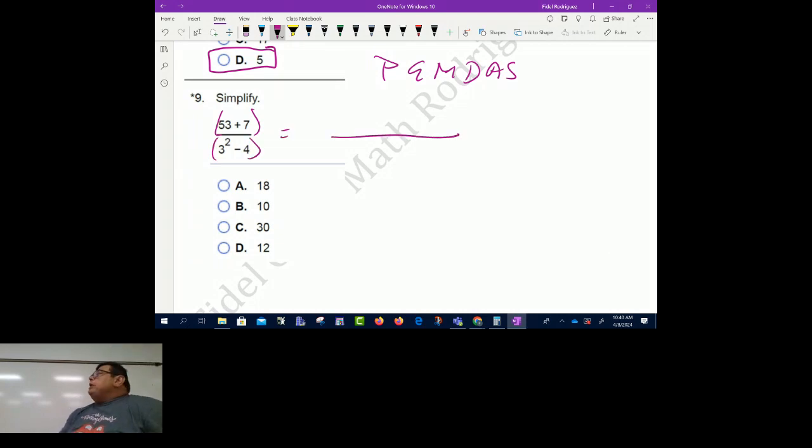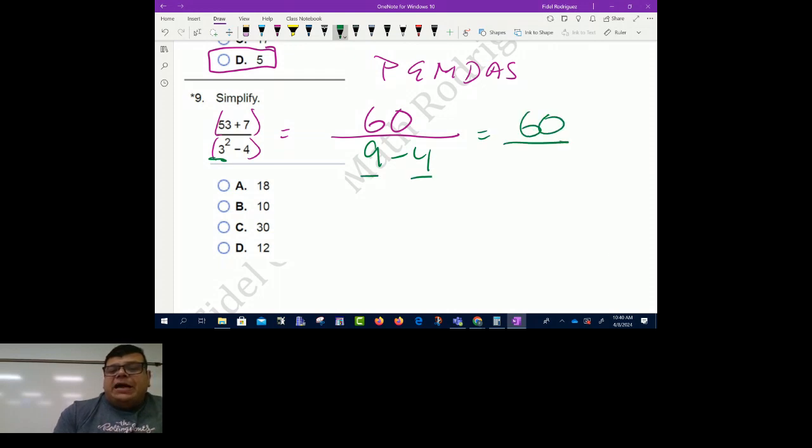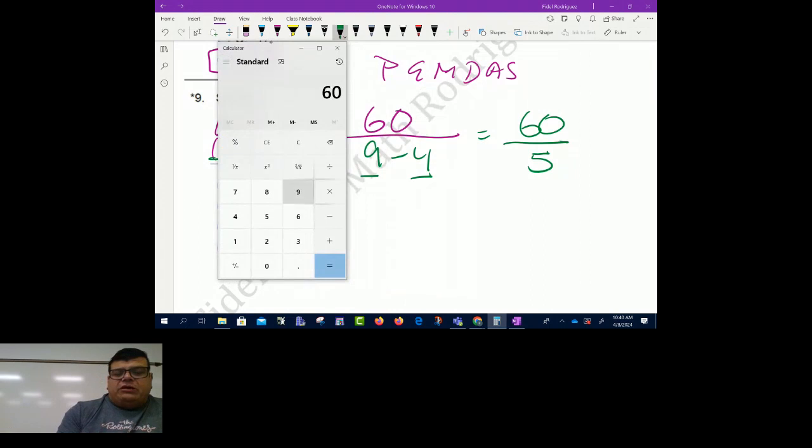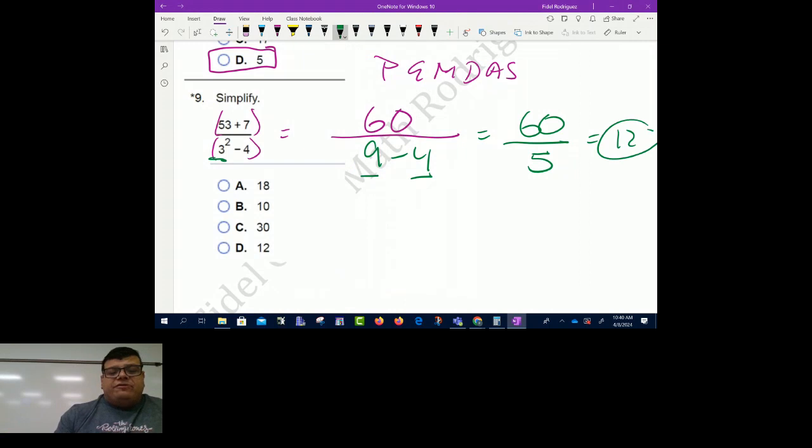So look, y'all, we're going to do everything upstairs first. So 53 plus 7, y'all, should just be 60. Okay, now let's start taking care of the downstairs. Anybody know what 3 squared is? 9. Good. So we're going to have 9 minus 4. Now I'm going to come back again, y'all. 9 minus 4 should just give me 5. Again, y'all, you'll get that calculator at times, right? So we'll say, look, what's 60 divided by 5? 12. Okay, is that one of my choices? Boom, there it is.